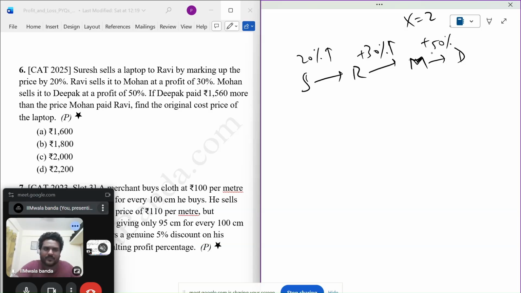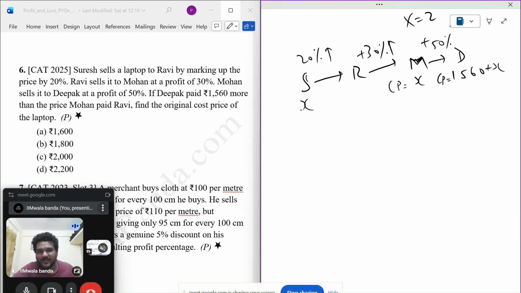Deepak paid 1560 more than what Mohan paid. 1560 more. So let's say Mohan paid X rupees. Deepak paid 1560 plus X rupees. Paid means they bought at this value. So for them, it is their cost price because they bought at this value. Okay. Find the original cost price of the laptop.